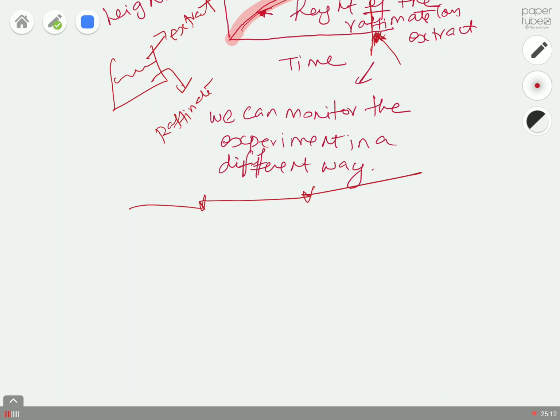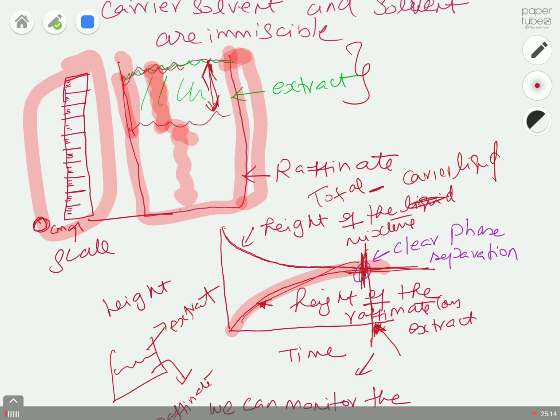If you want, you can monitor this experiment in a different way. You can just monitor the height of your raffinate, or just the height of your extract. The point at which there is no change in height of any of these phases means you have finished your experiment. You stop, separate the phases, and then calculate how much mass of solute is transferred into your extract and how much is left over in the raffinate. This is a simple experiment that anybody can do in the lab.